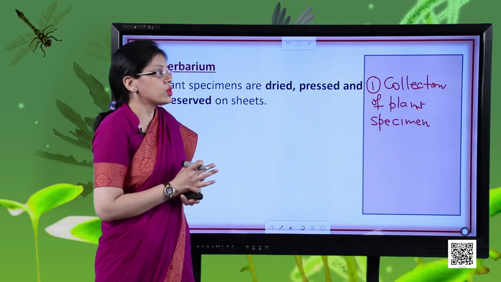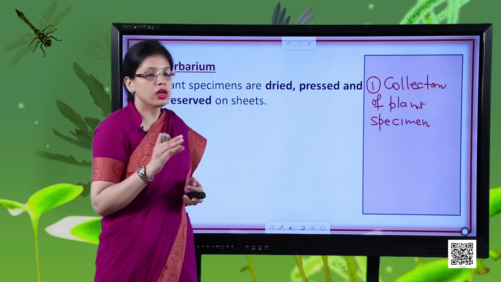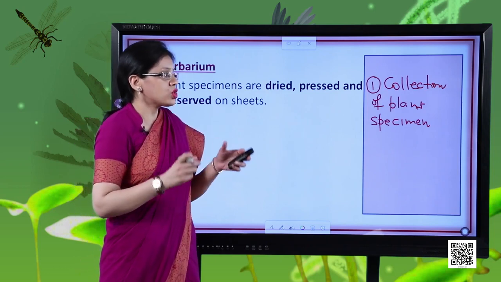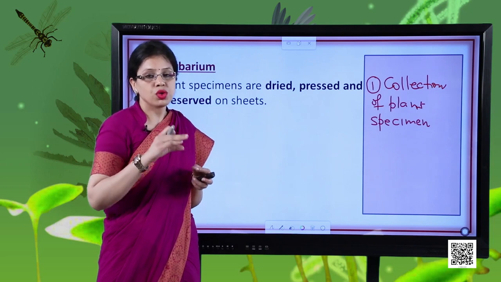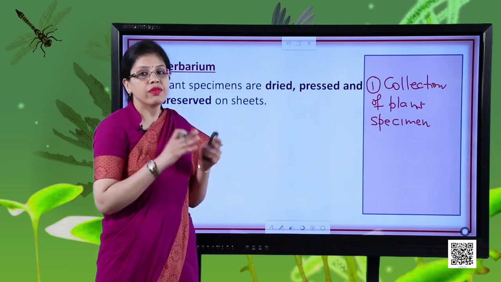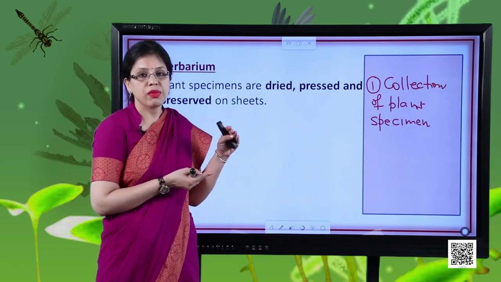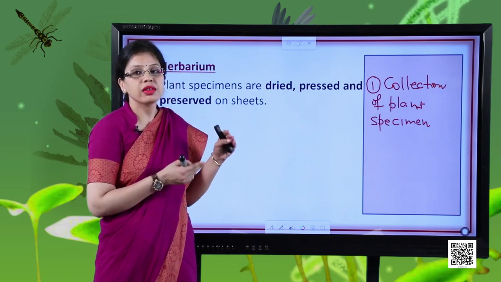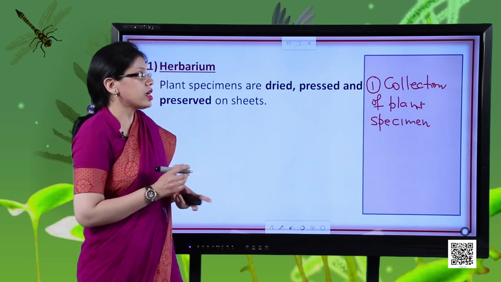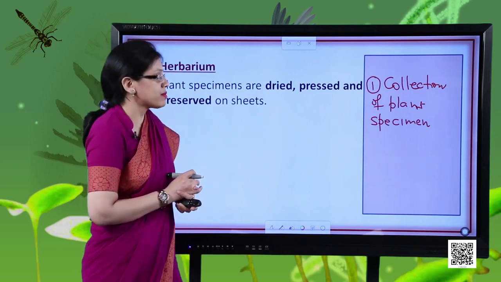The first one, of course, has to be, if we are taking a small herbaceous plant, then that plant should be uprooted along with the roots. We should also take its underground part. If we have a tall woody plant, we should take at least a 25 centimeter twig part, and it should be preferably in the flowering stage. So once we have done that, it means we have collected the plant specimen.